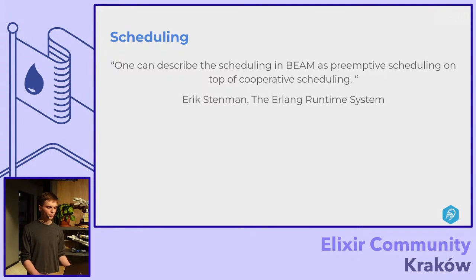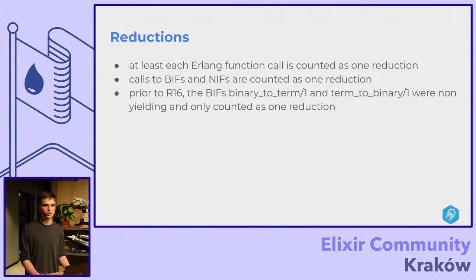So maybe let's talk about the reduction counter. What are reductions? Well, I haven't found an exact definition of what a reduction is. However, at least each Erlang function call can be counted as one reduction. So when our scheduler chooses our process for execution, it sets the reductions counter to, I think, 4,000. And when our process uses all of these reductions, it will be suspended and the control will be given to some other process.